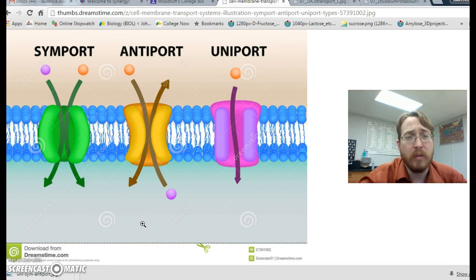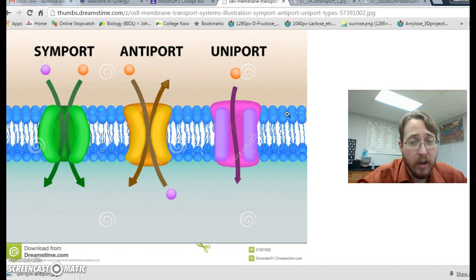So the proteins involved are divided into three categories. We have a symporter, an antiporter, and a uniporter. So in this case, uni means one, which means we are transporting one thing. And usually, when you are transporting during active transport, you are transporting against the concentration gradient.